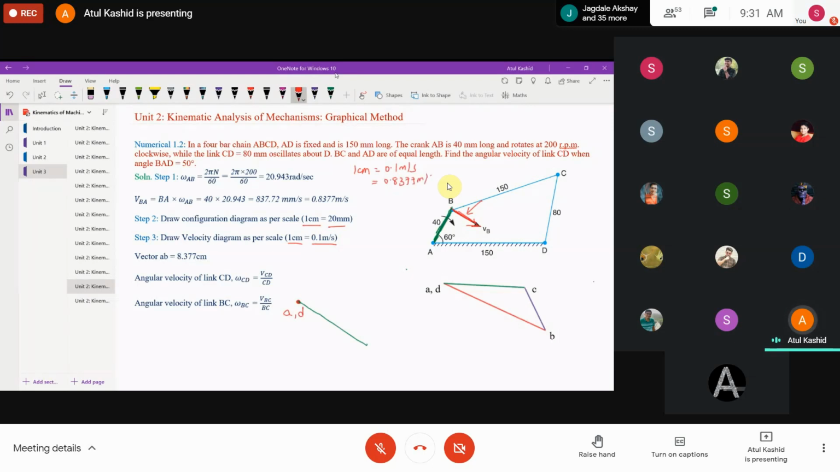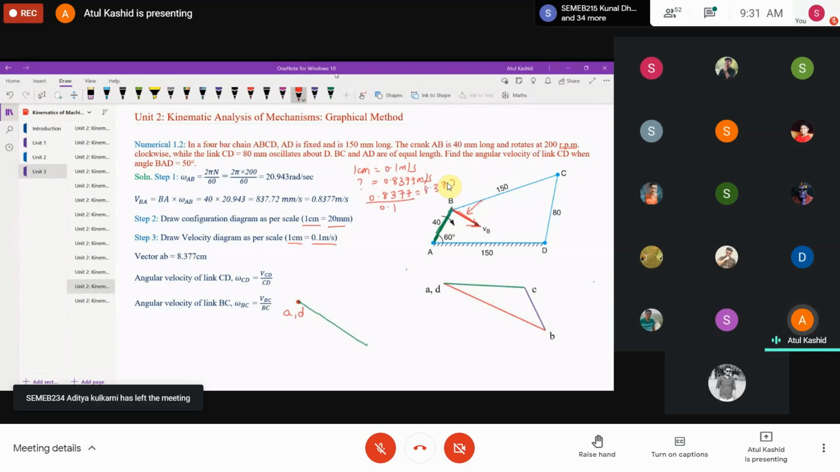0.8377 meter per second will be equal to how many centimeters? So that we have to obtain, and it will be 0.8377 divided by 0.1, so it will be 8.377 centimeter. So this vector that we have drawn is 8.377 centimeter. This is the magnitude. So at the other point, we have to denote it by the letter B. Now for the link AB, I have drawn the vector AB.